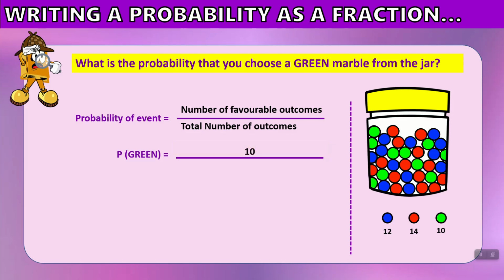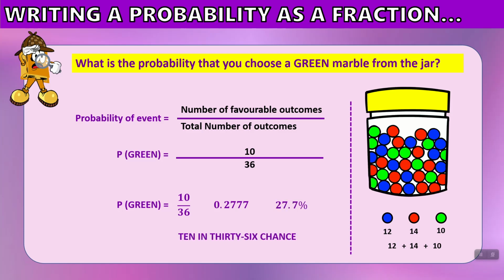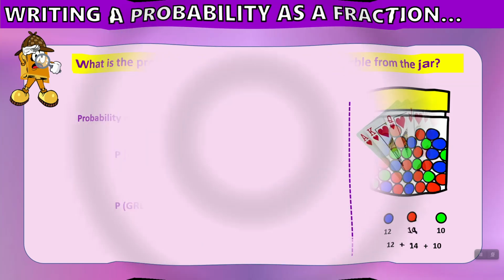There are 10. Now the total number of marbles, we have to add up the blue, the red, and the green. So we say 12 plus 14 plus 10, that gives us a total of 36. So the probability of getting green is 10 over 36. As a decimal, it's 0.2777. And as a percentage, it's 27.7%. And in words, we can say there is a 10 in 36 chance that you will select a green marble.